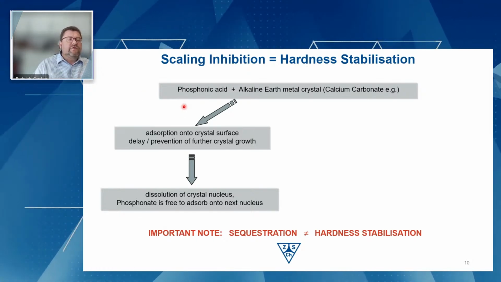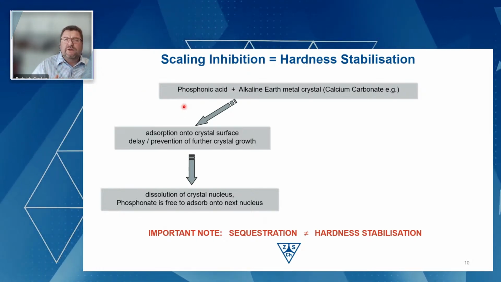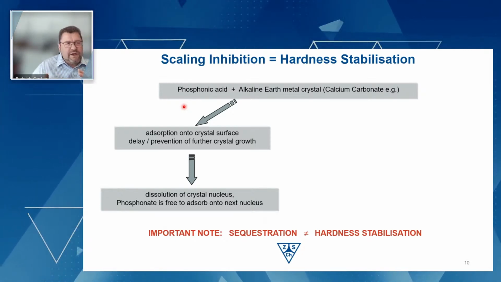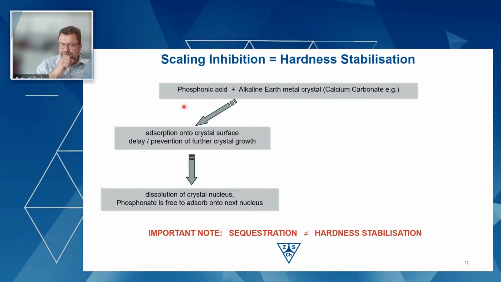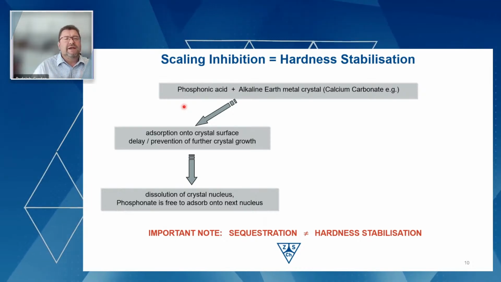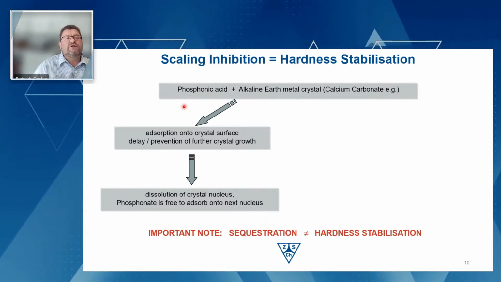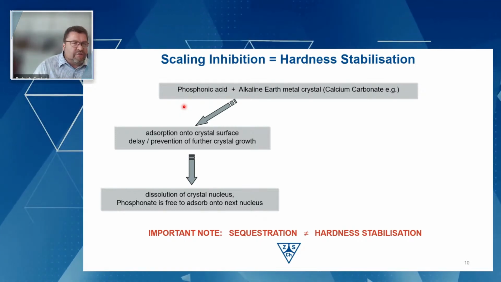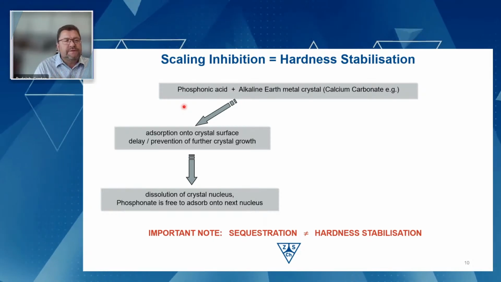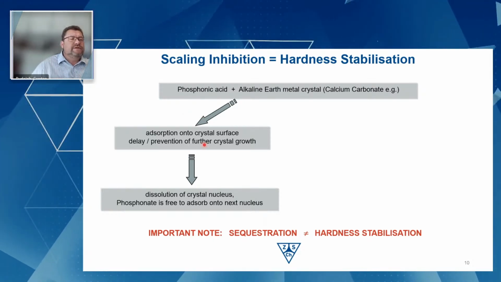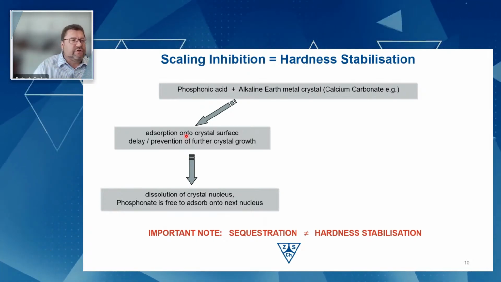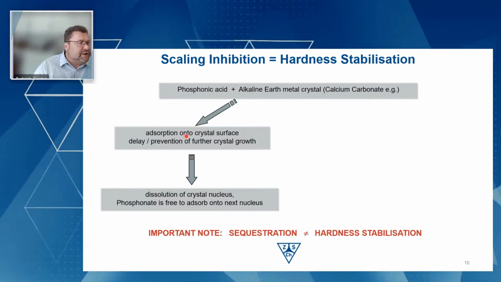One reason, also the most important one, is that we do not speak about a chemical reaction here. In contrast to chelation, we have here an adsorption, which is more a physical property. So that means we need already a crystal of an alkaline earth metal, for example calcium carbonate, and then the inhibitor adsorbs onto the surface. And due to this adsorption onto the crystal surface, the growth of this crystal is retarded.